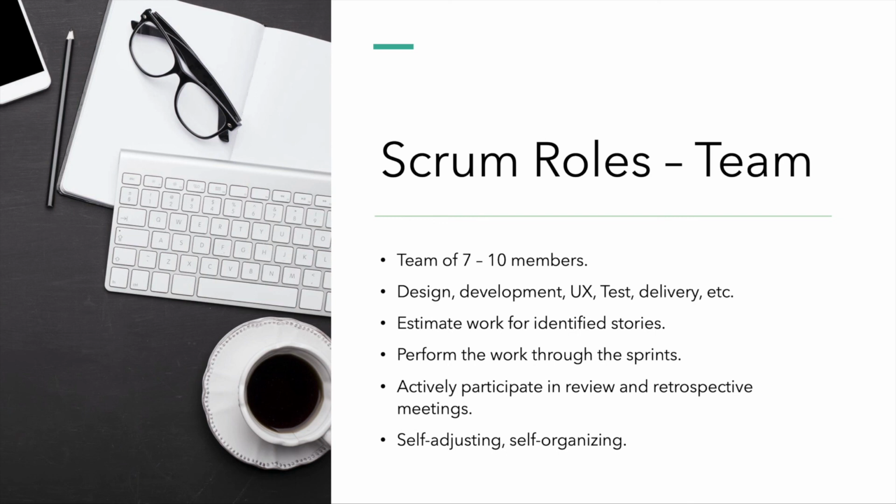It's more about collaboration between the team, so they need to open up and actively participate in all meetings, including review and retrospective meetings. The team has to trust one another and measure, reflect, think, and adapt. So it's essentially a self-adjusting and self-organizing team. They are free to discuss with the product owner and the Scrum Master any new ideas or process improvements as well.